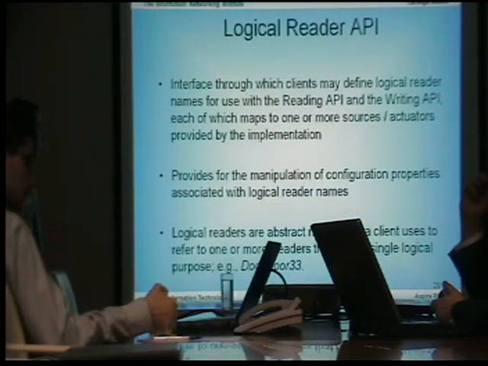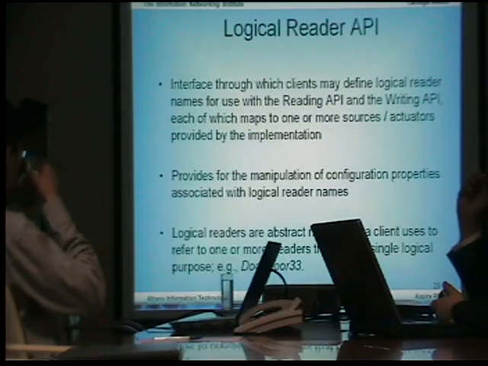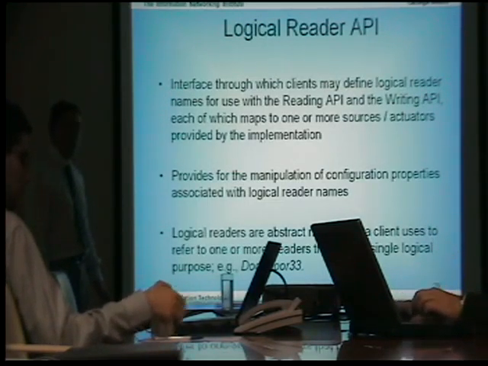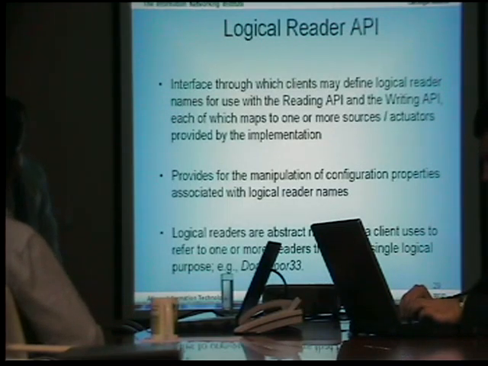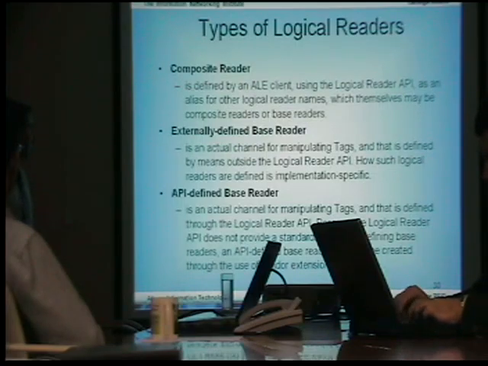It provides for the manipulation of configuration properties associated with logical reader names. Logical readers are abstract names that the client uses to refer to one or more readers or antennas, such as one reader that has many antennas. There are 3 types of logical readers: composite reader, externally defined base reader, and API defined base reader.